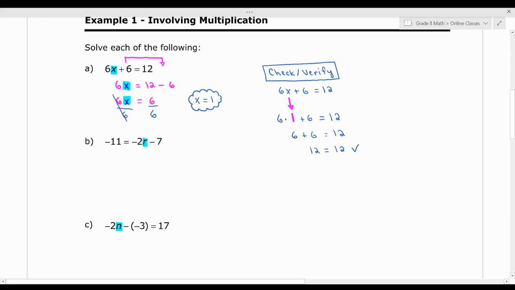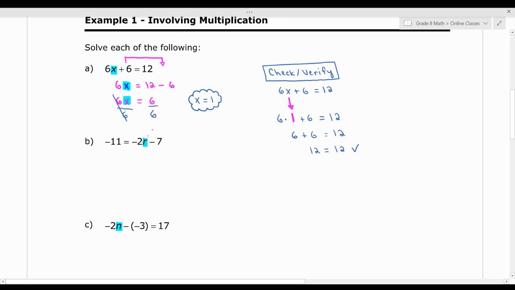Okay, question B. So this time I have negative 11 is equal to negative 2r minus 7. You'll notice the variable is on the right-hand side. It doesn't make a difference which side it's on. Some students prefer to always have the variable on the left-hand side. To me, I just leave it where it is. So this time I need to isolate this term here, so the minus 2r. So what I want to first do is get rid of this minus 7.